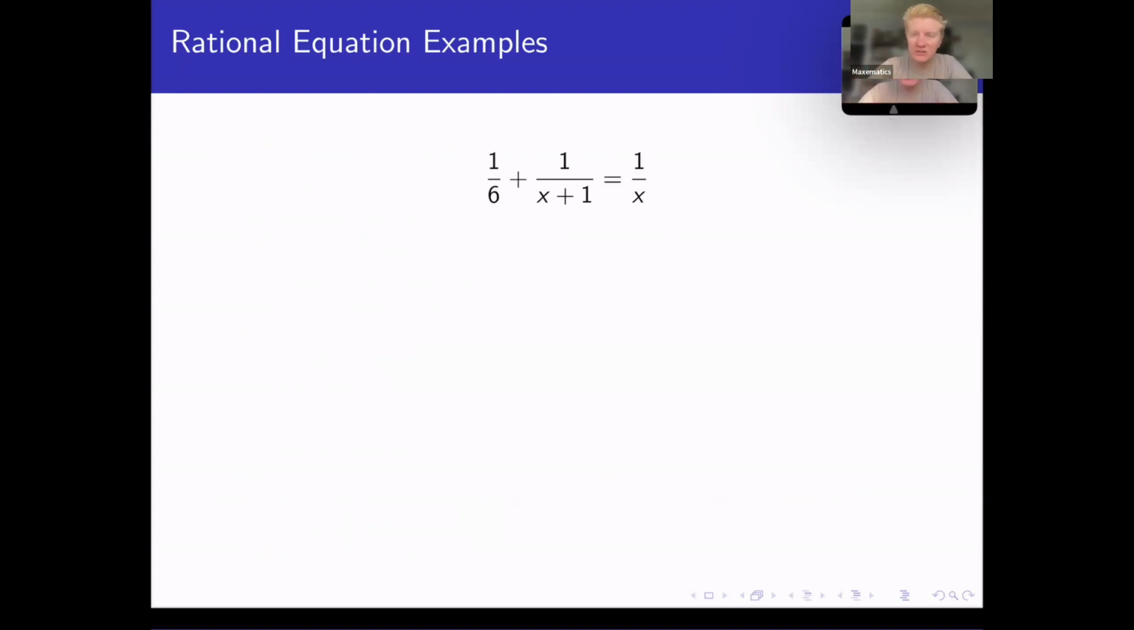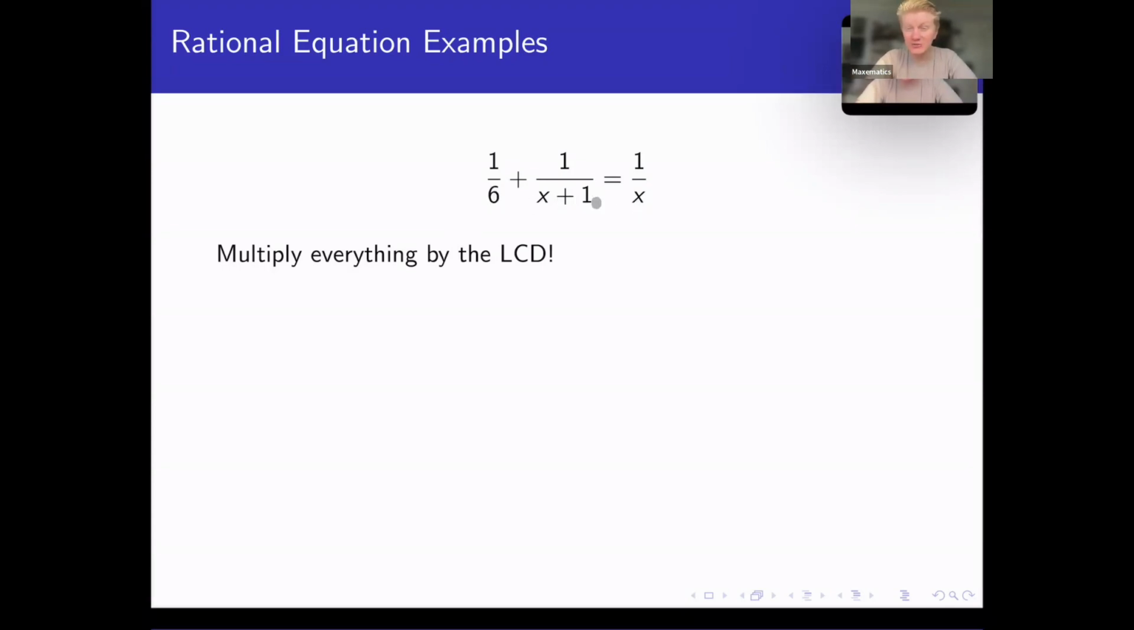And what we're going to do, the method to solve rational equations is to multiply everything by the least common denominator. We spent a lot of time in P5 talking about least common denominators. You know how to do it with numbers, and we talked about how to do it with variable terms. So let's multiply everything by the least common denominator. In our case, let's look at all the denominators we have. 6, x plus 1, and x.